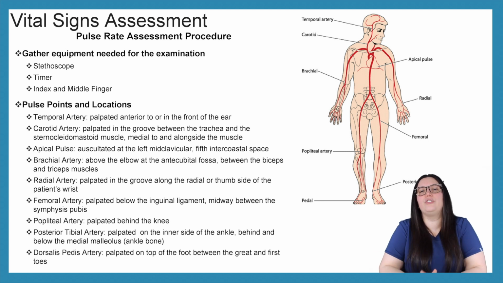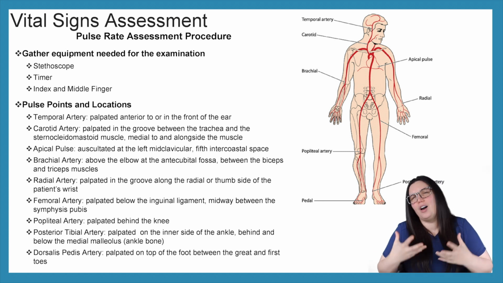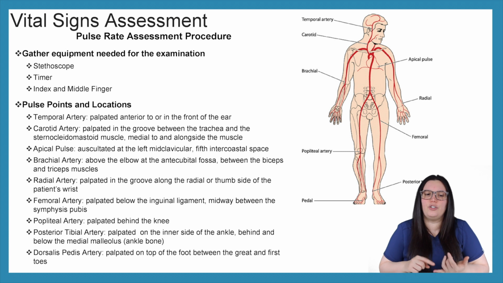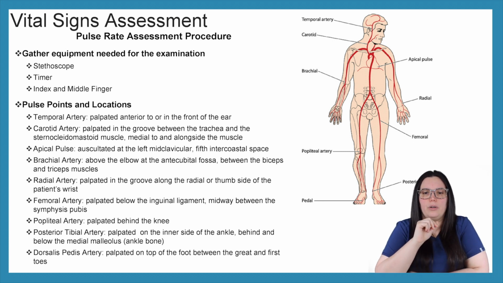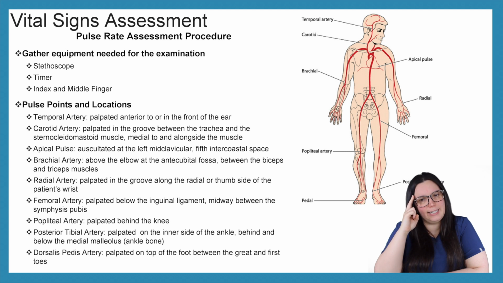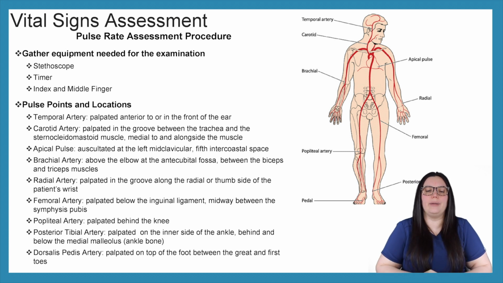So let's look at these pulse points and locations. The most common ones that you're going to use in practice are your carotid, your apical, and your radial pulse, but there are additional pulses that you need to be aware of. To begin, you have your temporal pulse, and that can be palpated anterior to, or in front of, the ear. You have your carotid artery, and that can be palpated in the groove between the trachea and the sternocleidomastoid muscle, medial to and alongside that.